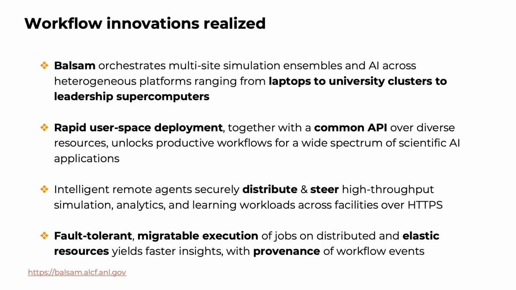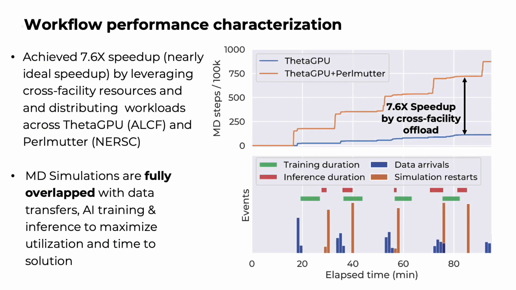User space deployment on these systems works out of the box, and you control all these sites through a single API. Late binding of the jobs enables migratable execution on elastic resources, and Balsam is robust to task-level faults with customizable error handling hooks. We achieved nearly ideal scaling of the aggregate molecular dynamics throughput in moving from 24 GPUs on Theta to a combined 176 GPUs on Perlmutter and Theta.